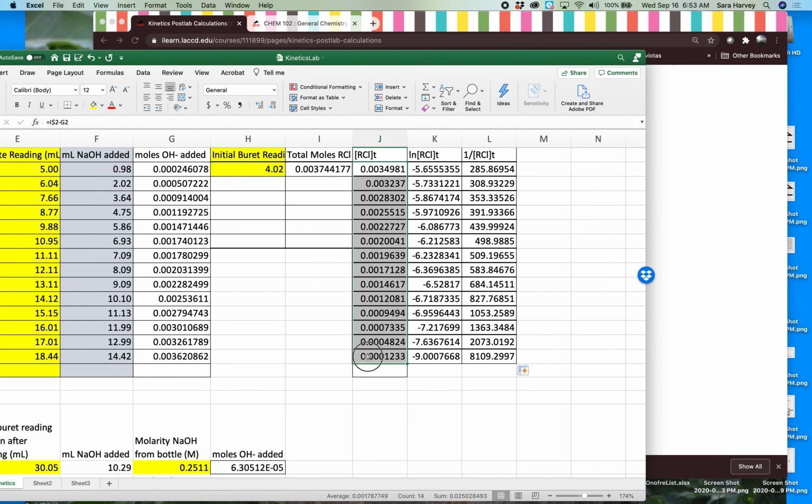Again, these numbers are all positive, that is necessary. These numbers are all negative, yours will be also. These numbers are quite large, and that is totally fine.